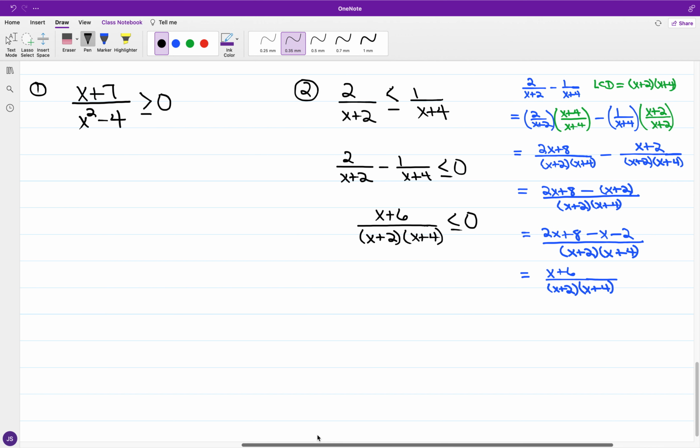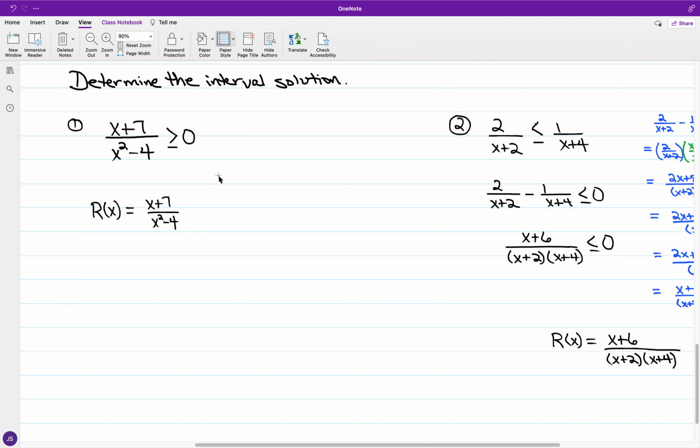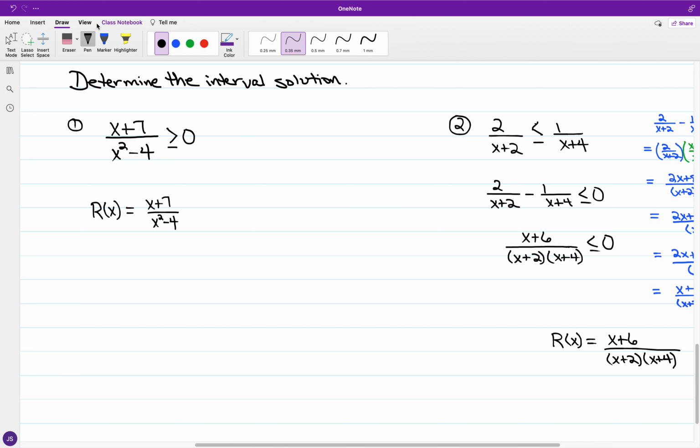So let's see what we get for the values of x such that x plus 7 over x squared minus 4 is greater than or equal to 0. And also what we have for x plus 6 over x plus 2 times x plus 4 is less than or equal to 0. And we'll discuss in the next few minutes. If you're still working on these, that's okay. Tell you what, we'll go ahead and establish the zeros for the first rational expression.